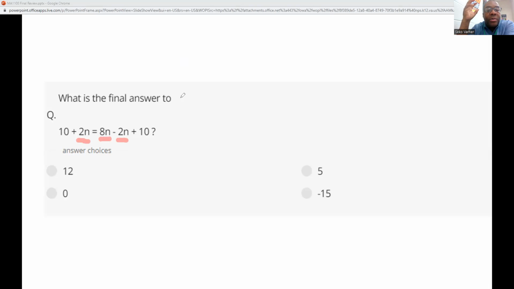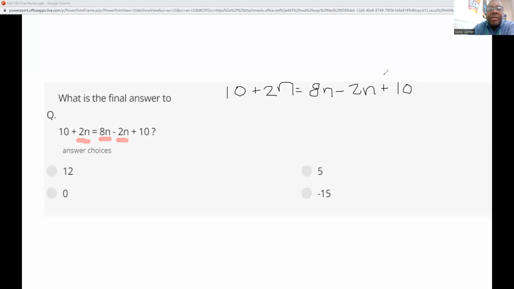So what we need to do to solve this equation is combine like terms, which are the N's, and then solve for N. We need to combine all these N's and then solve for N. So let's see what that would look like, all right? That'll look like 10 plus 2n equals 8n minus 2n plus 10.